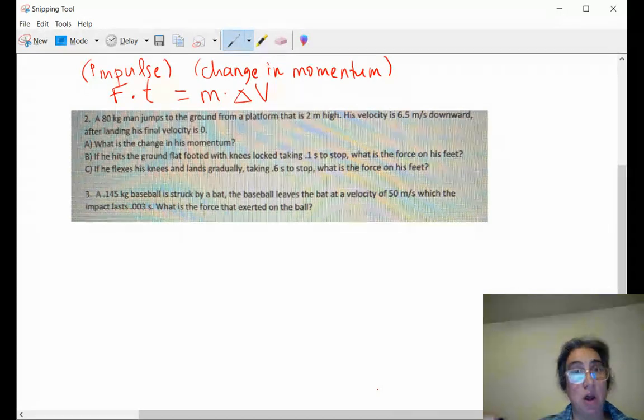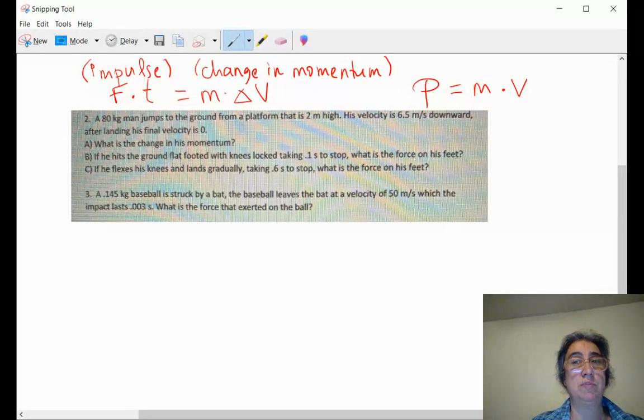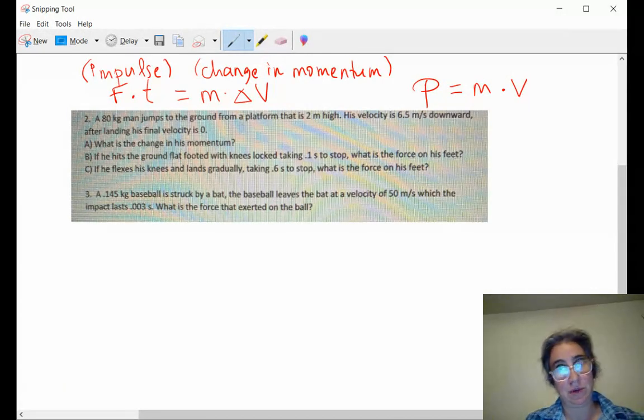Now, the first question, what is the change in the momentum? We know the momentum of any object is the mass of the object times the velocity of the object. Now we also talked that if we have a change in momentum, there has to be a change in the velocity because there is no change in mass in here. The man does not change his weight. Sometimes we need to change the weight, but that does not apply to this problem.